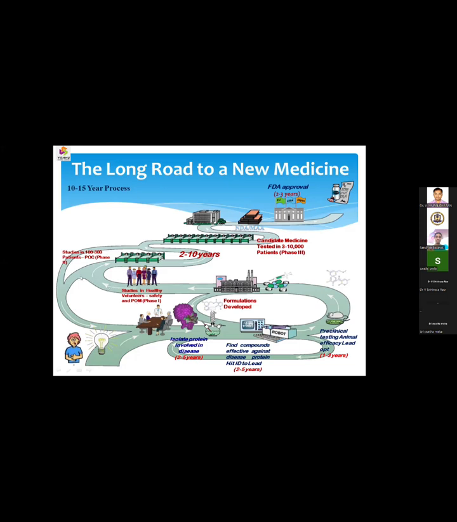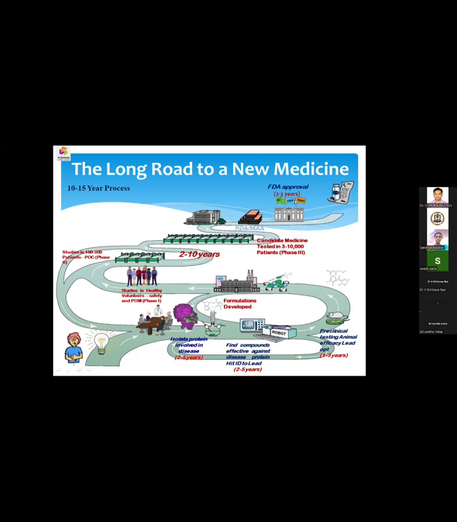So in POM, phase 1, phase 2, and phase 3, covering all these phases, it is taking around 2 to 10 years. After passing all these barriers, the candidate medicine is tested in 3 to 10,000 patients in phase 3. After crossing phase 3, we go for the NDA application and FDA approval, which is taking almost 2 to 3 years. So to discover a particular drug, it is taking almost 10 to 15 years, a lifetime. And it is also very costly, almost 500 to 800 million US dollars.